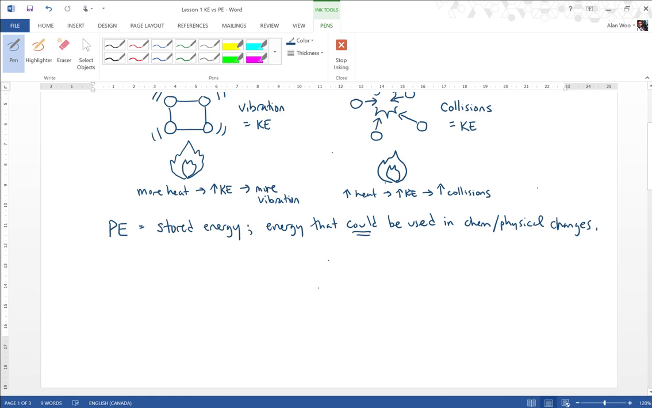Okay. But if you're wondering where the energy is stored, the energy is stored within the atoms and the bonds between atoms.